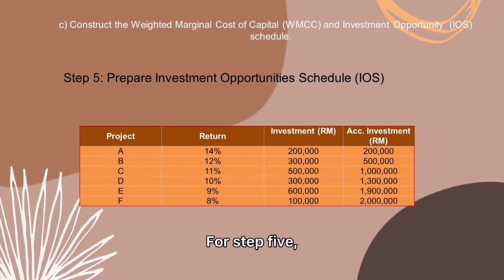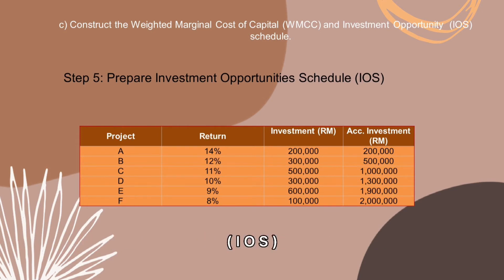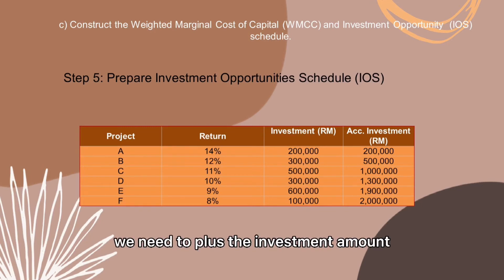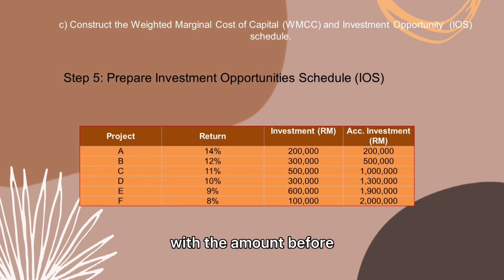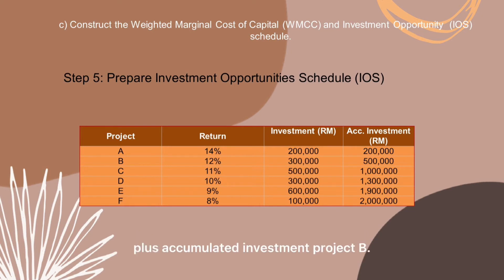For step 5, we need to prepare the investment opportunity schedule, IOS. To calculate accumulated investment, we need to add the investment amount to the amount before. For example, the accumulated investment of project A plus project B, and so on.